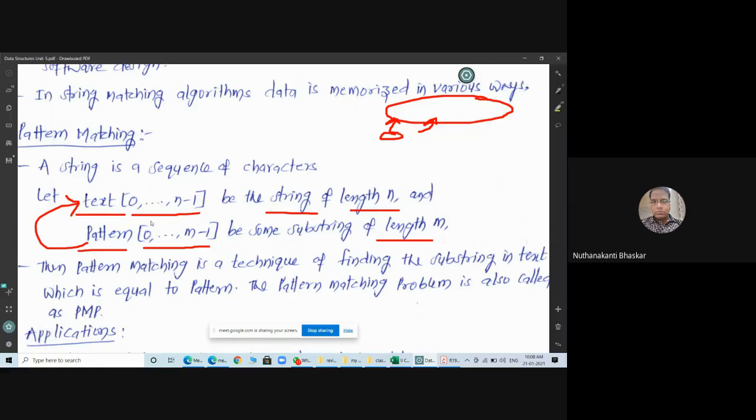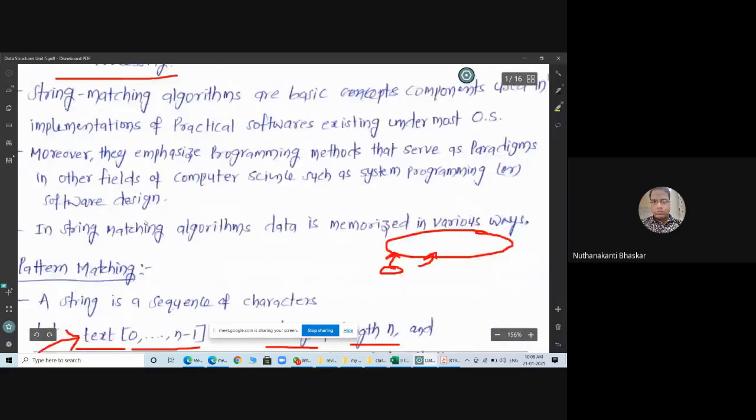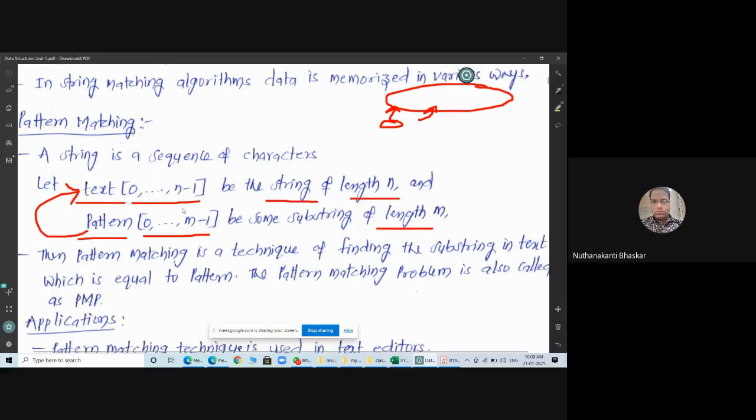Clear? This is exactly what we are going to learn, this pattern matching. All three algorithms are going to do this process only. Clear? Our objective is clear now for this pattern matching. Our objective is to search or to find the pattern or the substring in the main string or text.